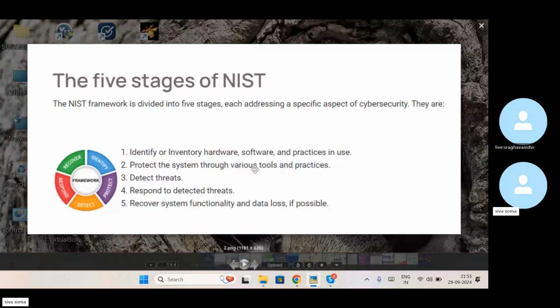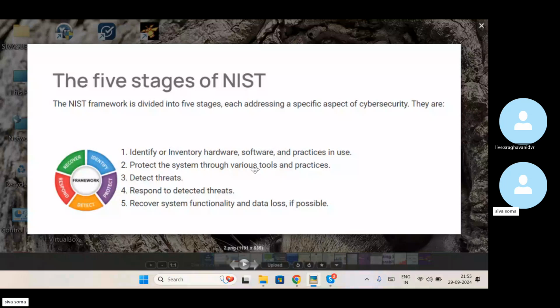These are the first thing. Identify an inventory of hardware: how many systems, how many software, what software, what type of hardware you are going to use, or what type of practices you are doing in your day-to-day life. These are the things you should know. So these are all defined in the category of identify. Then the second one is protect.